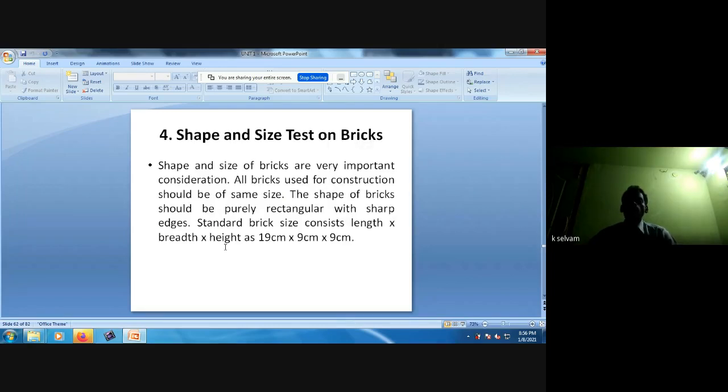Then the shape and size test on bricks. Shape and size of bricks are very important considerations. All bricks used for construction should be the same size. The shape of bricks should be purely rectangular with sharp edges. Standard brick size, length, breadth and height, is 19 centimeter by 9 centimeter by 9 centimeter.